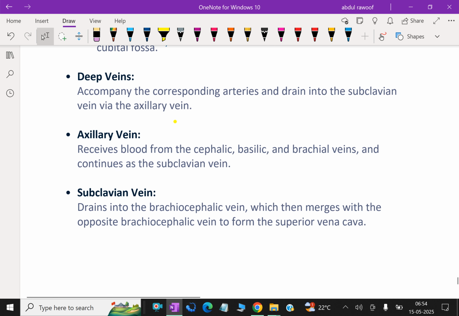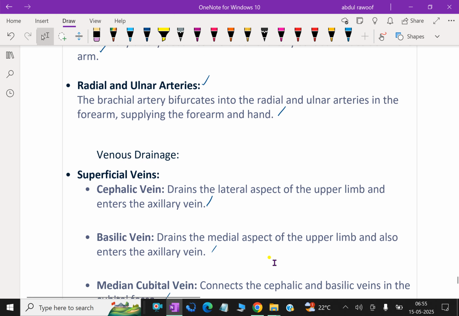Deep veins accompany the corresponding arteries and drain into the subclavian vein via the axillary vein. Axillary vein receives the blood from the cephalic, basilic, and brachial veins and continues as the subclavian vein. Subclavian vein drains into the brachiocephalic vein, which then merges with the opposite brachiocephalic vein to form the superior vena cava.